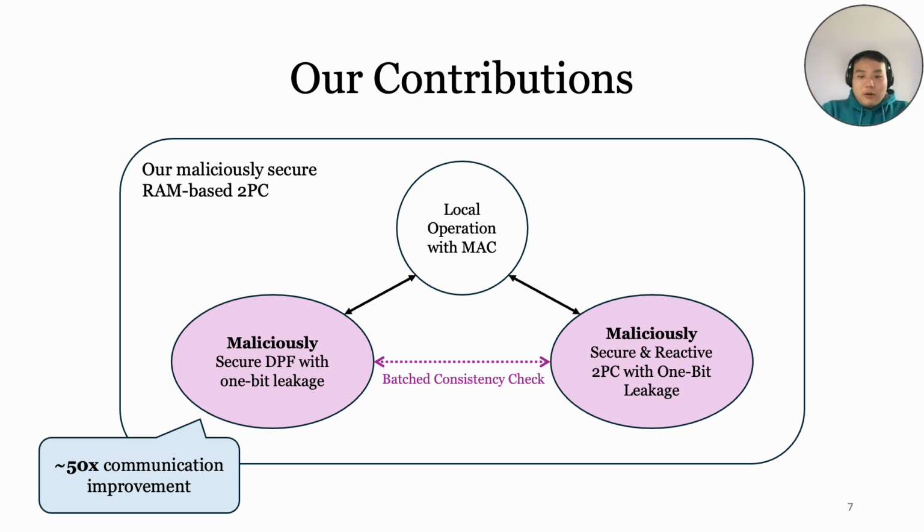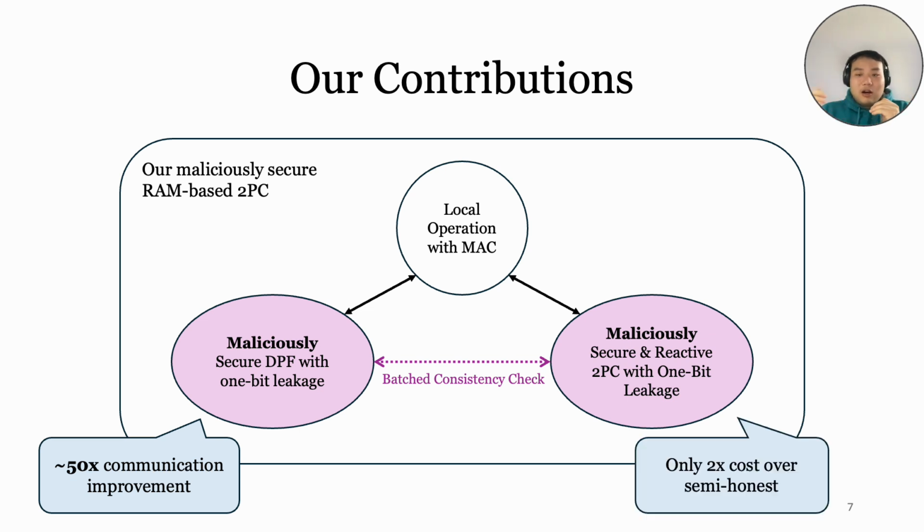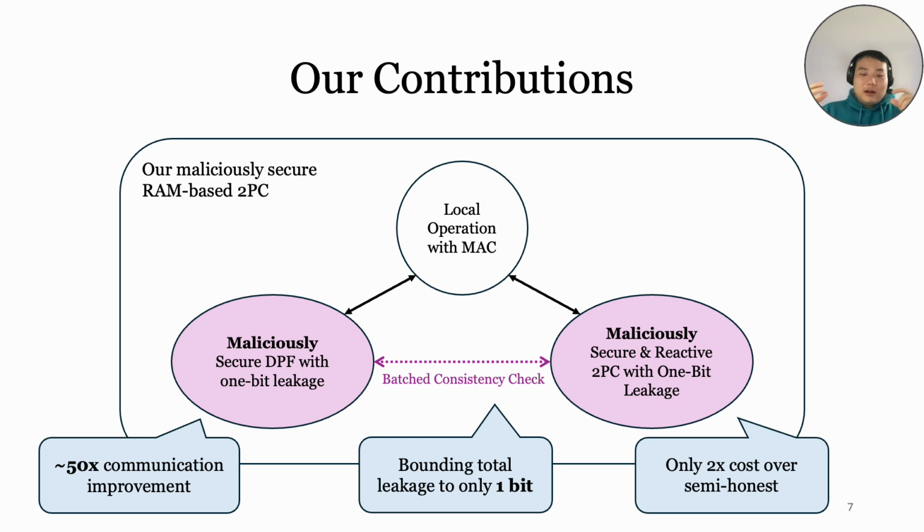Also, we would like to mention that our maliciously secure and reactive 2PC protocol has exactly twice the cost overhead of the semi-honest garbled circuits. So it is essentially the same as dual execution. And this reactive feature enables many other applications if we need to combine this GC with other protocols. And finally, you may think that there might be a lot of leakage, since for each component we have up to 1 bit leakage. But indeed, our batched consistency check ensures that there is only 1 bit leakage during the whole execution of this RAM-based 2PC protocol.